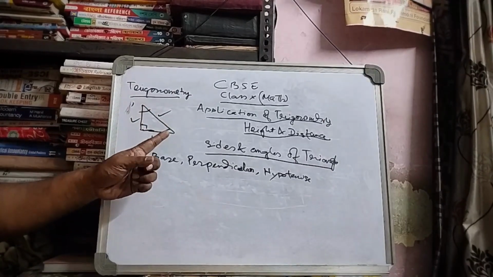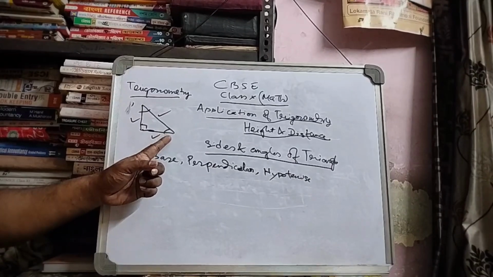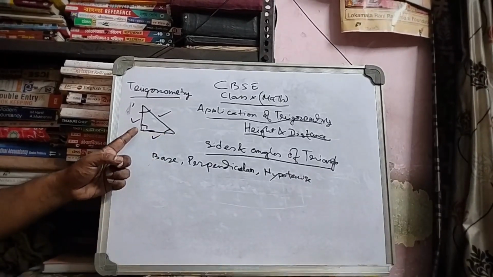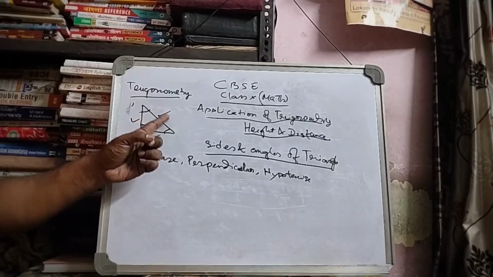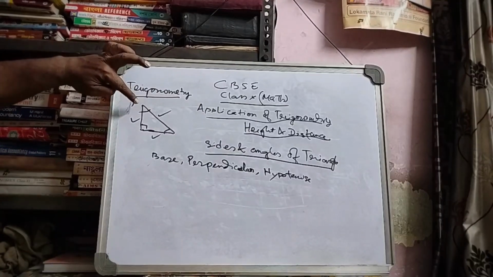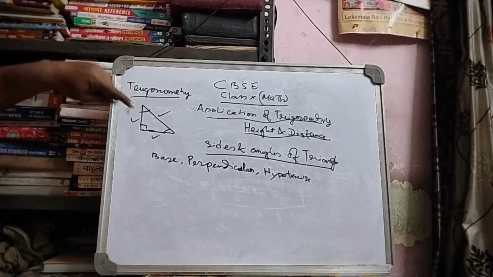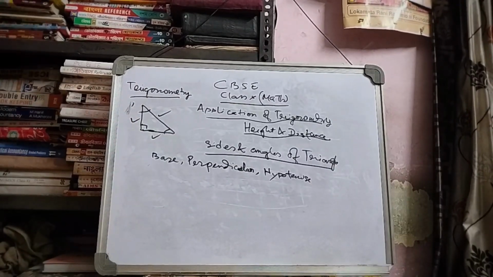Mind it, अगर ये वाला एंगल होता है तो ए वाला होगा बेस, ए वाला होगा हाइट. Hypotenuse always remains the same. But whenever you calculate on the basis of this angle, then this will be the perpendicular and this will be the base. Don't forget that.